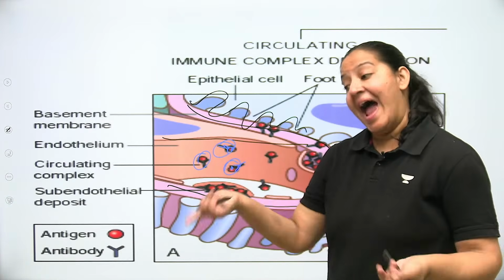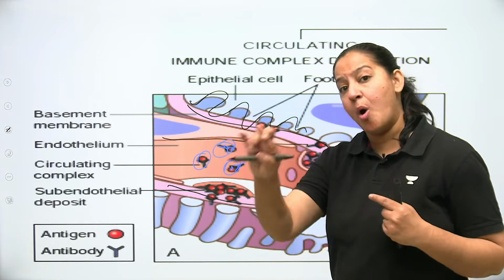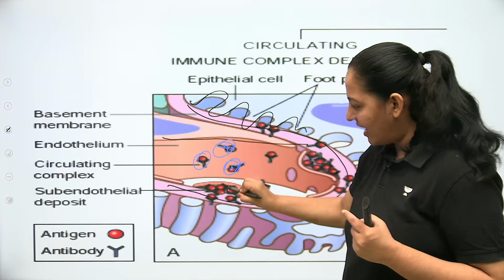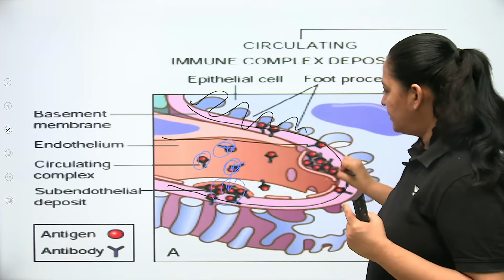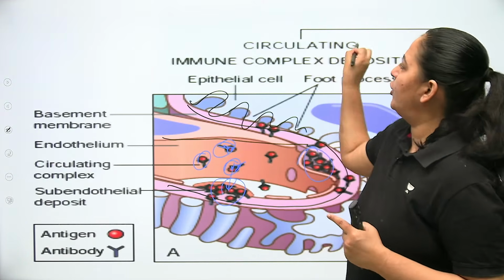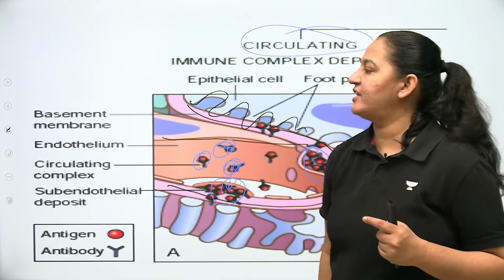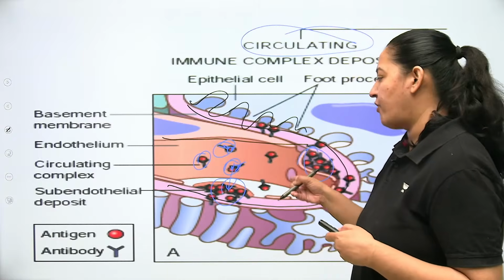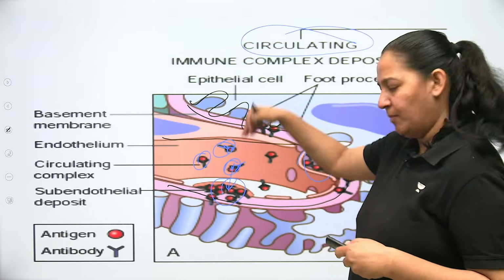Antigen is coming, antibody is formed, and the antigen antibody complexes are formed in the blood only. And after forming in the blood, they are coming and depositing in the filtration barrier. So this is circulating antigen antibody complex formation. Give me a thumbs up. Can you appreciate? The antigen antibody complex formation takes place in the lumen of the blood.